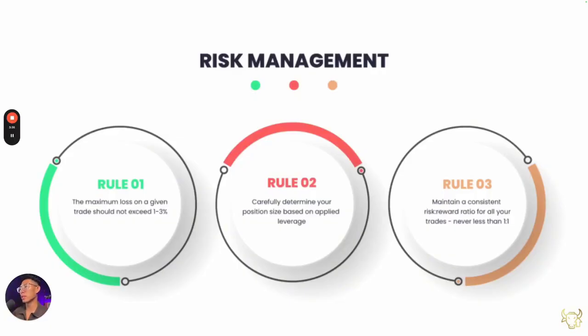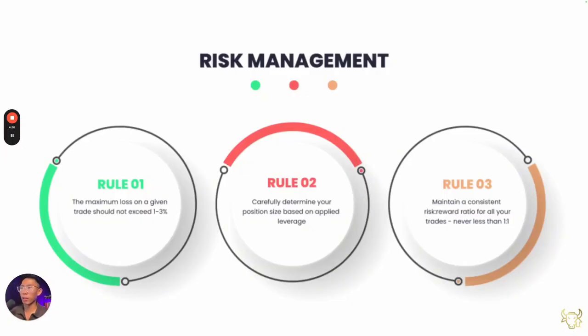The first rule is that the maximum loss on a given trade should not exceed 1 to 3%. That is the standard rule. The reason why we keep the maximum loss so low is because if we only risk 1% per trade, we can lose 100 trades in a row before we blow our account, before we lose every single bit of money in our account. If we risk 3% per trade, we can lose 30 trades before we even see our account balance go to 0. So it gives us a large room for error, ensuring that even if we encounter a losing streak, which is very common by the way, it is okay.